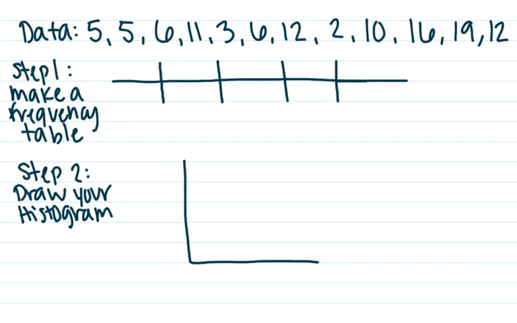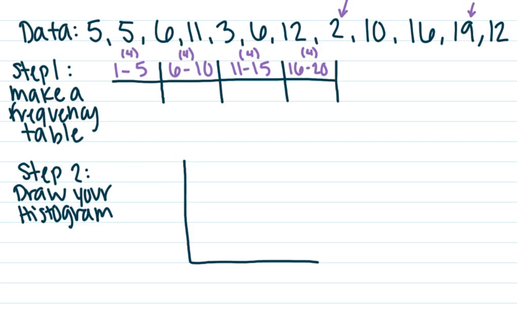For the data that I have here, I see that my lowest number is a 2 and my highest number is a 19. So I'm going to pick some pretty simple intervals here. I think I'm going to do an interval of 1 to 5 and then 6 to 10. That's an interval of 4. Then 11 to 15, that's an interval of 4, and then 16 to 20, that's an interval of 4. Those are going to be my intervals. I don't need this extra one here at the top.